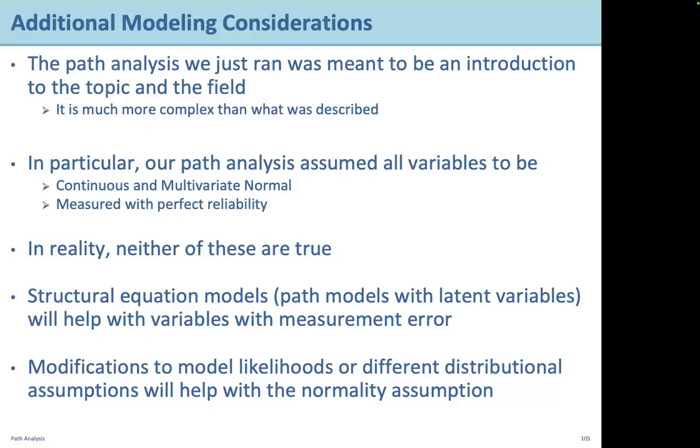And in the analysis you saw here, we assumed all variables to be continuous. We knew that wasn't the case because there was a dichotomous variable there, and multivariate normal. Well, I generated the data so they're multivariate normal, but when you collect your data, you don't get that benefit, right? You don't get to say, yeah, this is multivariate normal. In reality, neither of these are true. The other thing I will talk about is we also assume perfect reliability for all of our variables. What does that mean? That means when we put the sum score in, it has no measurement error.